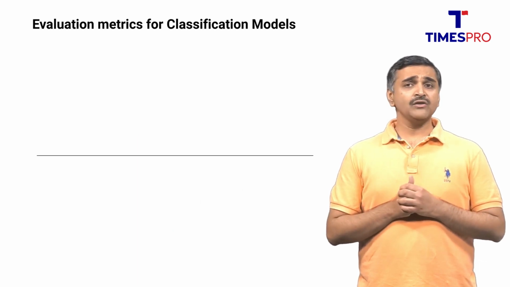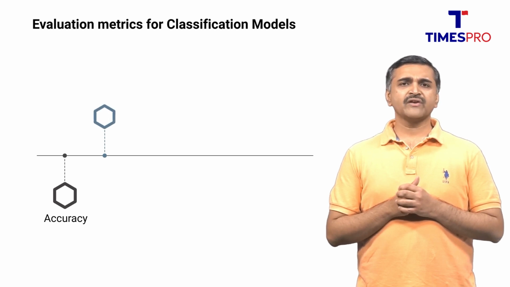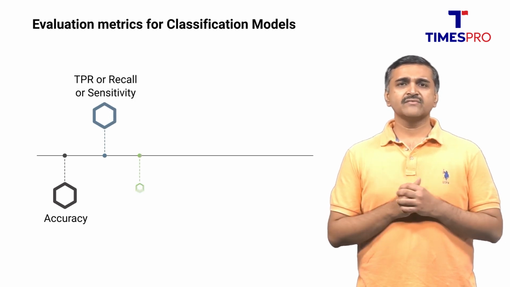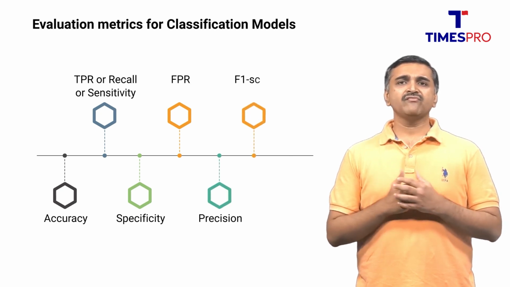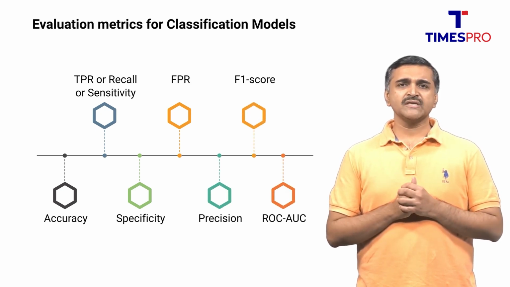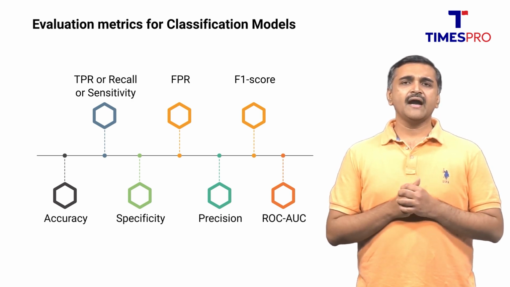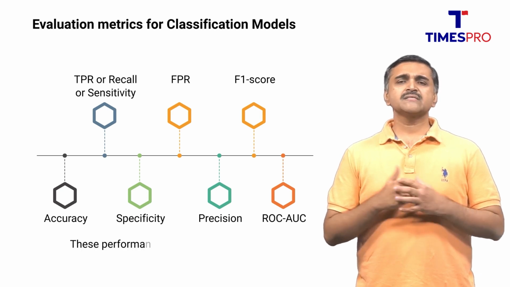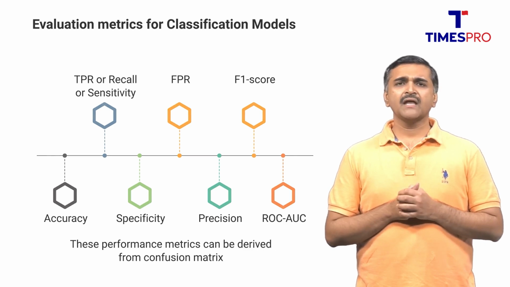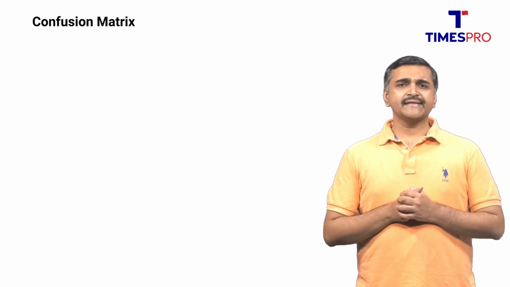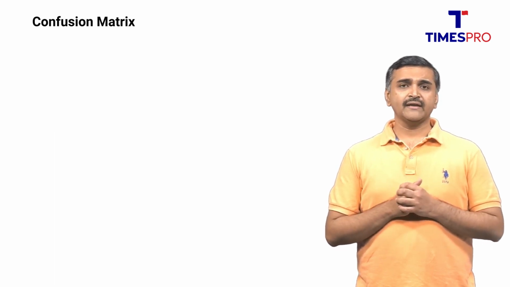Here are the different evaluation metrics for classification models: accuracy, true positive rate or recall or sensitivity, specificity, false positive rate, precision, F1 score and ROC AUC, which is nothing but the receiver operating characteristic area under the curve. These performance metrics can be derived from the confusion matrix. Now, let's take a look at the confusion matrix and try to understand it in more detail.